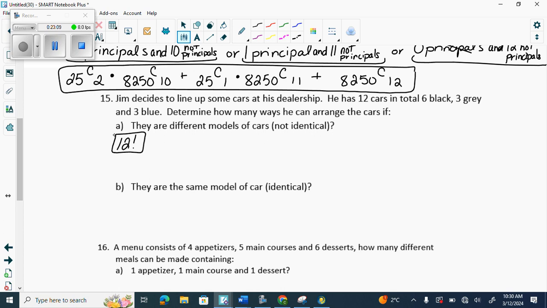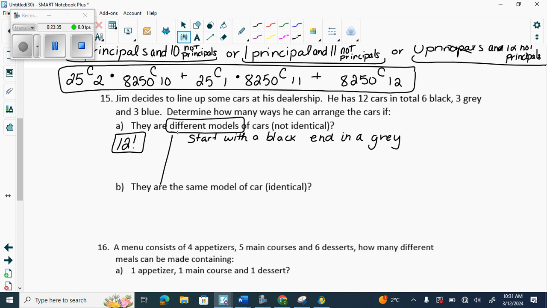They're all different. What if I caveat it? What if I say it has to start with a black and end in a gray? So if they're different models, it doesn't matter that they're the same color, it just matters that we can only put colors in spots. We don't divide by factorials, right?